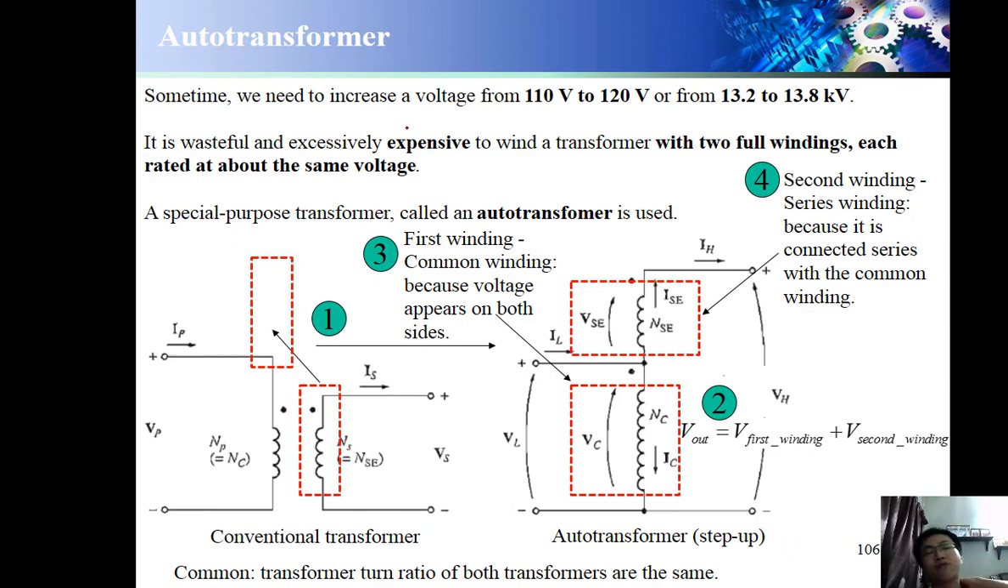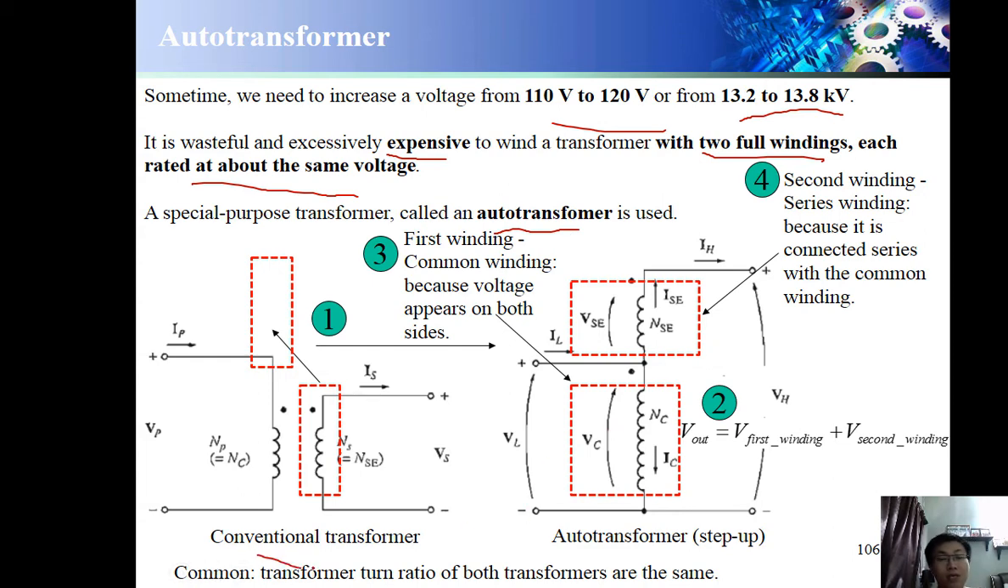Sometimes we need to increase the voltage from 110 to 120 volts, or from 13.2 kilovolts to 13.8 kilovolts. It is very wasteful and excessively expensive to wind a transformer with two full windings, each rated about the same. Rated means the power rating is almost the same, and the voltage almost the same. So a special purpose transformer, called an auto transformer, can be used to do this.